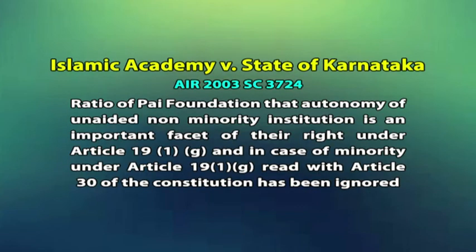In the case of Islamic Academy v. State of Karnataka, the ratio of Pai Foundation that autonomy of unaided non-minority institution is an important facet of their right under Article 19, Clause 1, Subclause G, and in case of minority under Article 19, Clause 1, Subclause G read with Article 30 of the Constitution has been ignored. The effect of putting together Article 29, Clause 2 and Article 30, Clause 1 reduces the benefits promised to the minorities through Article 30.